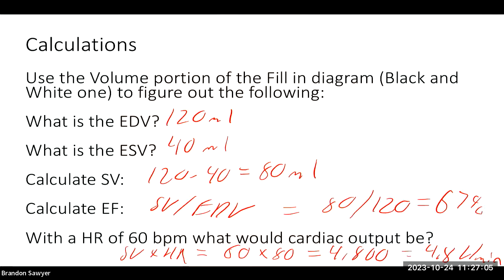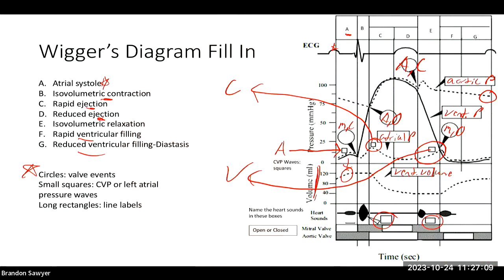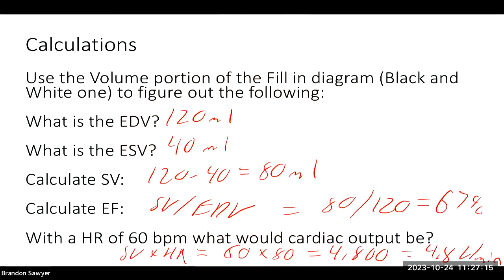Okay, good. Just want you to know how to do those calculations, be able to do it from the Wiggers diagram there, because you've got the volume curve there to show you that. 67% of the volume. Perfect. Got it. Yeah, absolutely. Okay, what else? Other questions on that? Go ahead.